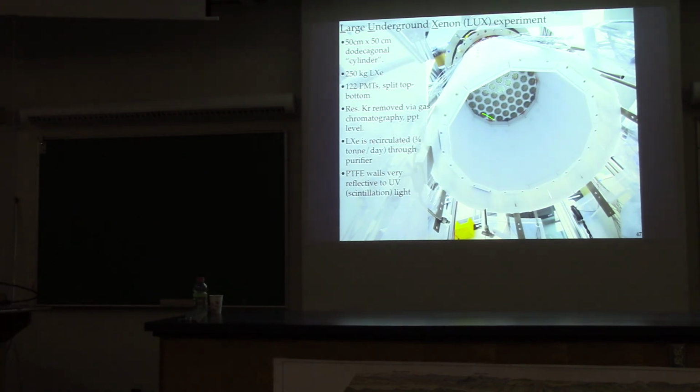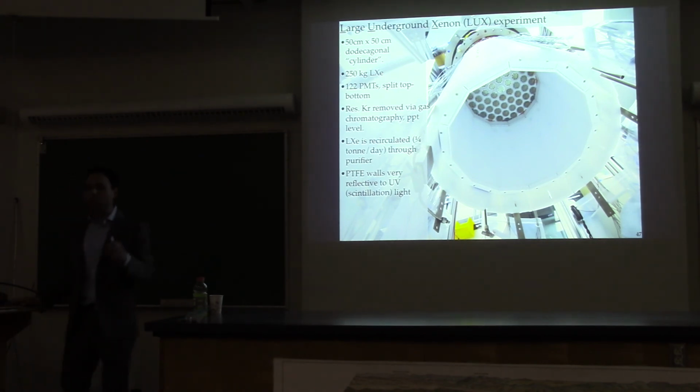This is about half a meter in diameter and about half a meter tall. So it is a cylinder. You're looking upwards, basically taking the bottom off and looking up into the detector. These are photomultiplier tubes, which are sensitive to single photons. It has 122 of them, 61 on top, and the other 61 were on the bottom that was removed to look up in here. This white stuff is Teflon. It's very reflective to the scintillation light that xenon emits.